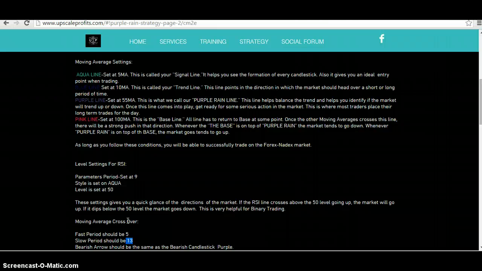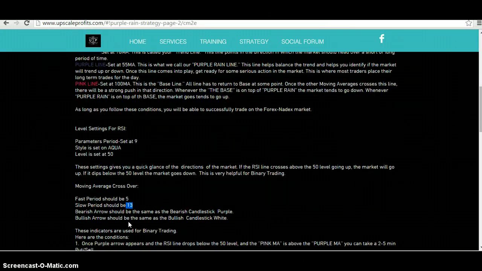And then we have the moving average crossovers. These are two moving averages at the bottom of the purple rain strategy. You have a bullish and you have a bearish. Basically the bearish is the purple, which means down, and the bullish is white, which means up. The only thing that's different is we have 5 and 13.